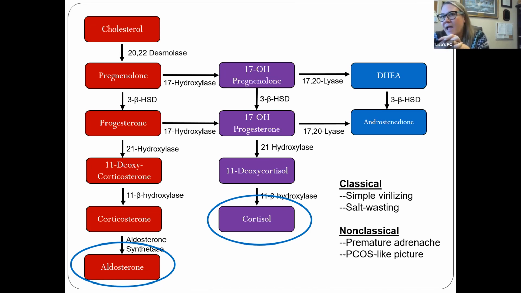And then the second part of that broad category would be your non-classical CAH. And those ones are less severe. You don't see aldosterone deficiency in general with those. You just have cortisol deficiency to varying degrees, and so you have androgen overproduction. And so that can present in later infancy or childhood with premature adrenarche or pubic hair before the age of 8 in a girl or before the age of 9 in a boy. And it can even present in adolescence with a PCOS-like picture in girls with hirsutism and either amenorrhea or irregular menses.